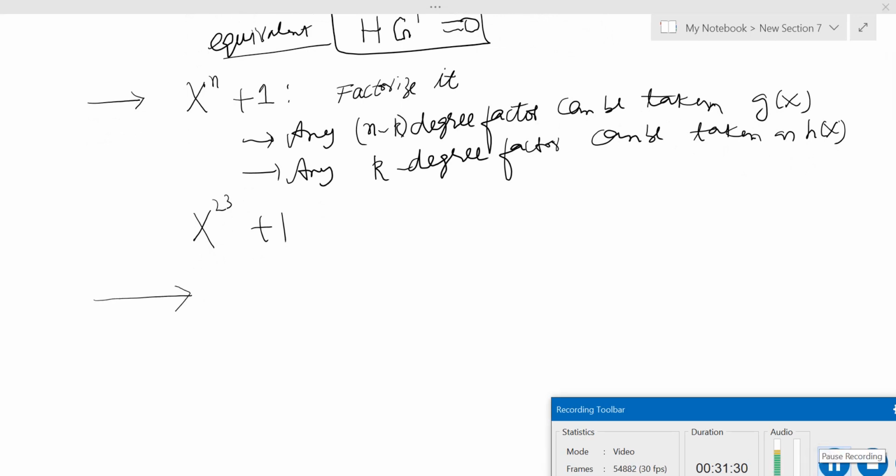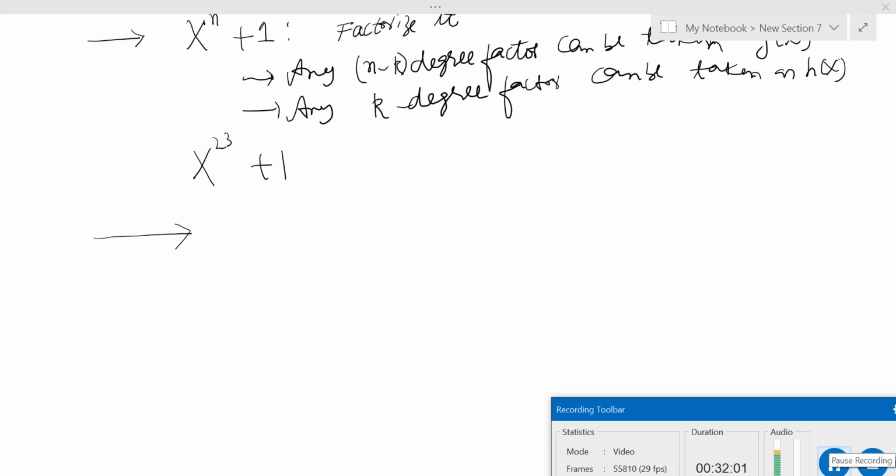Now, there is a great job in choosing good codes. There will be several codes; suppose x to the power 23 plus 1, you can factorize it in various ways and you can choose any k degree, but you have to choose a good code. A good code should have good error correcting capability. That is one important research area which is vast, and people have been doing work for the last 30-40 years and are still doing work in this area.